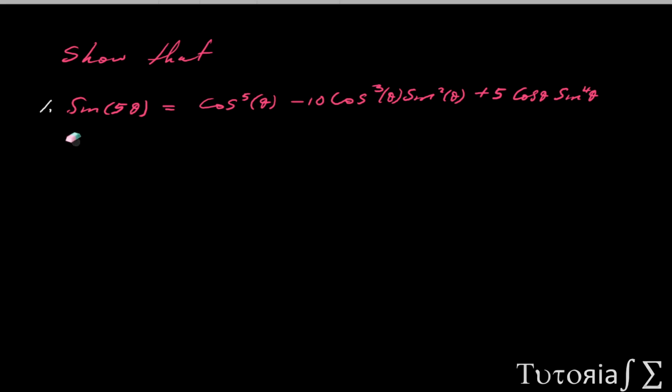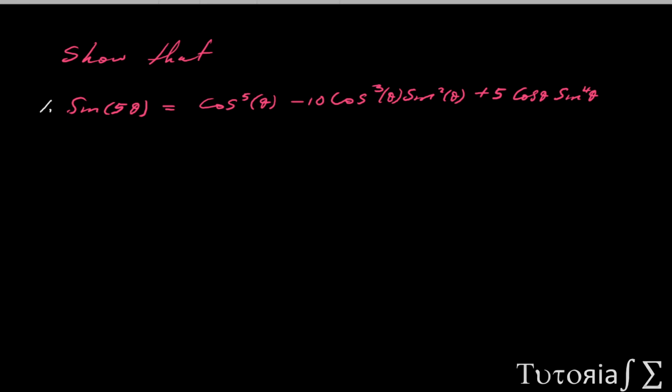Now, in today's lesson, we are going to look at this very interesting question here that asks us to show that sine 5 theta is equal to cos fifth theta minus 10 cos third theta sine squared theta plus 5 cos theta sine fourth theta. All right, so we have that question there.